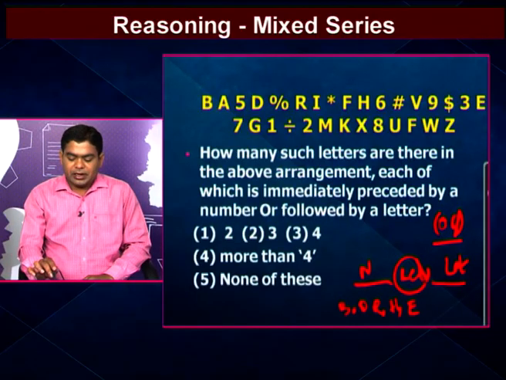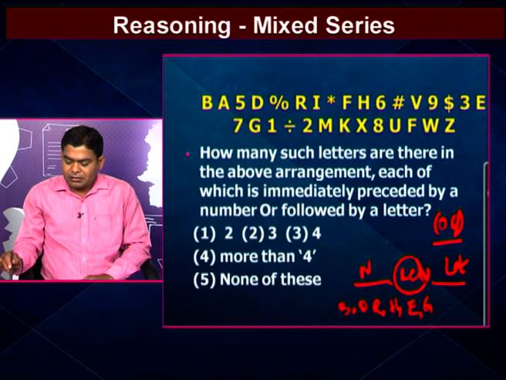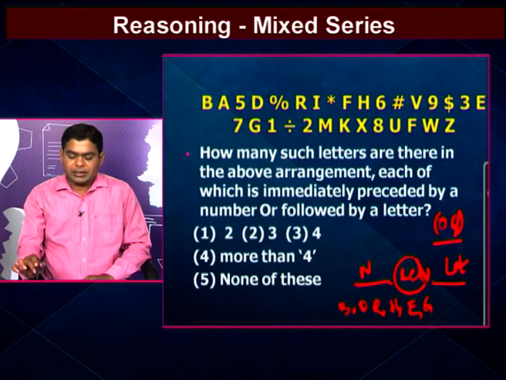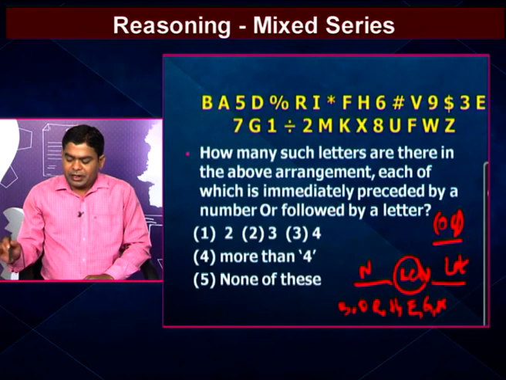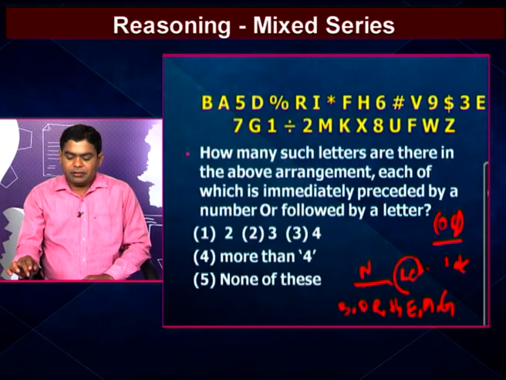After that we go to the next letter, that one is G. It must be preceded by a number or followed by a letter, and G is preceded by a number, that means this G is also counted. Next we go to the next letter, that one is M. It is preceded by a number, that's why it satisfies the condition, that means we count the M also. We go to the next letter, that one is K. It is preceded by a letter, but according to our condition the letter must be preceded by a number, that means the left side is not satisfied, that's why we go to the right side.